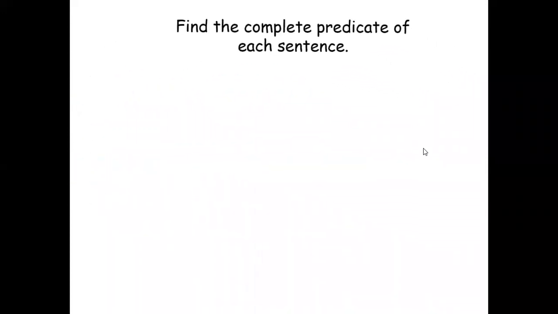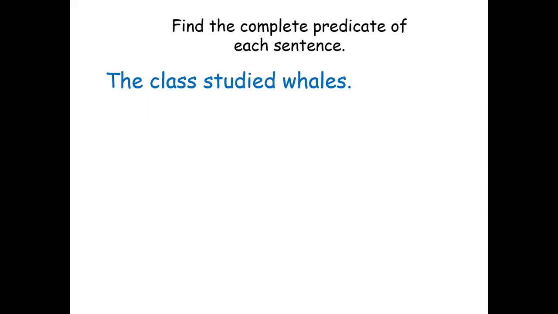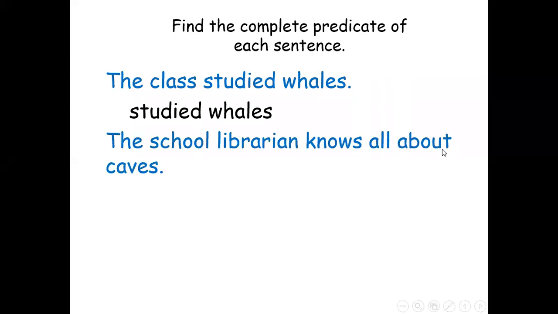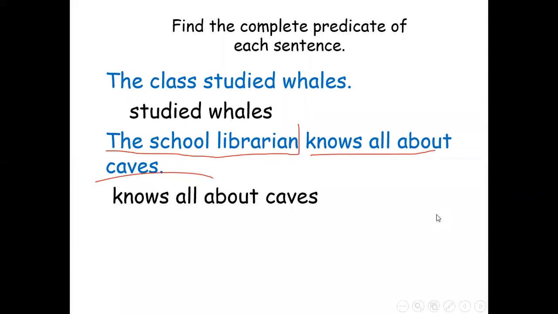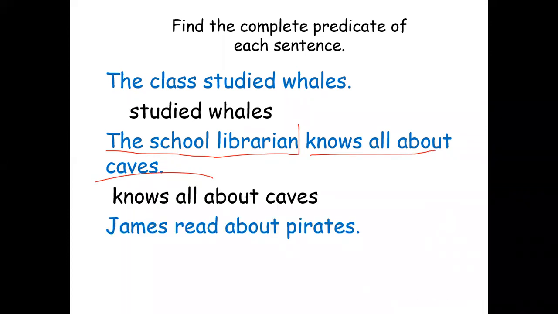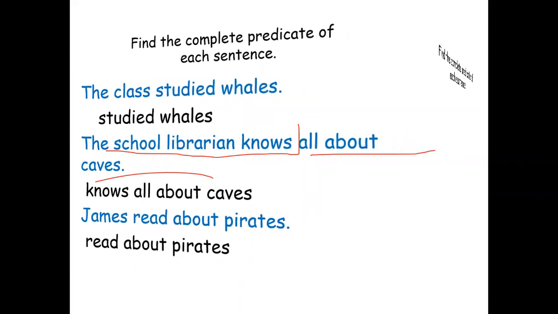Let's see. We have more practices to solve. Find the complete predicate of each sentence. The class studied well. So the subject is the class. Studied well is the predicate. The school librarian knows all about caves. Whom is the sentence about? It's about the school librarian. So the other part is the predicate. Knows all about caves is the predicate. James read about pirates. James is the subject. Read about pirates is the predicate.